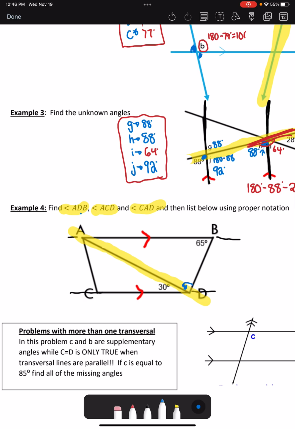So I'm looking for ADB. I guess I could do that. What else am I looking for? I'm looking for angle ACD. That would be this one right here. Just so that I know.